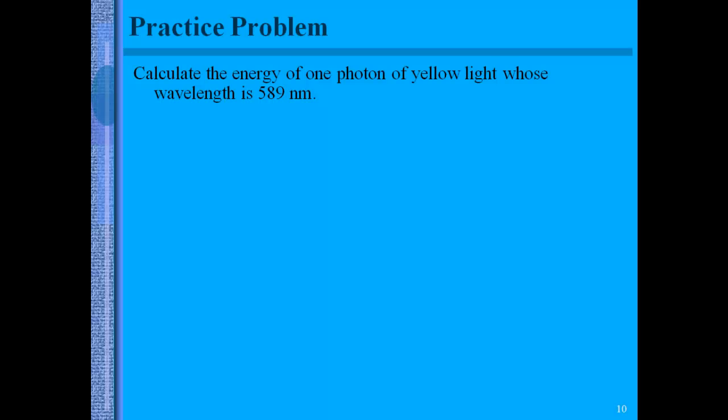Let's do a problem. So we want to calculate the energy of one photon of yellow light, whose wavelength is 589 nanometers. Using what we know, we need to solve for our frequency. We did this problem a few samples back and found that the frequency is 5.09 times 10 to the 14th hertz. Knowing our frequency, we can use our new equation, plug in Planck's constant with the frequency, and find the energy of a photon, which is 3.37 times 10 to the negative 19th joules.